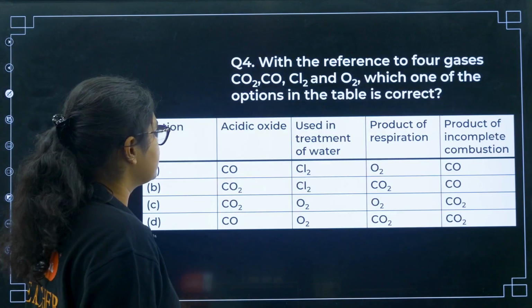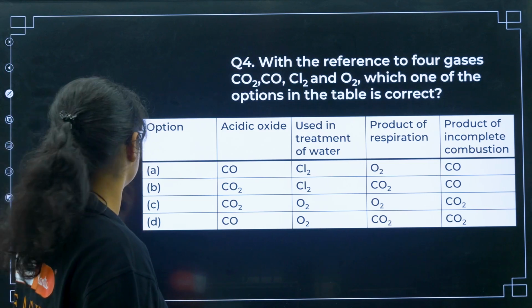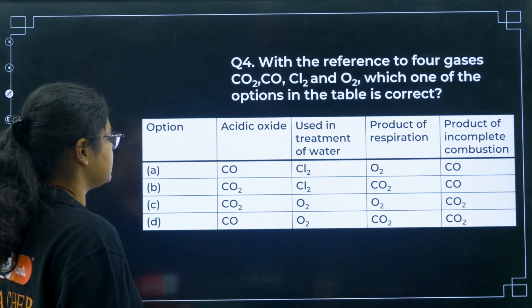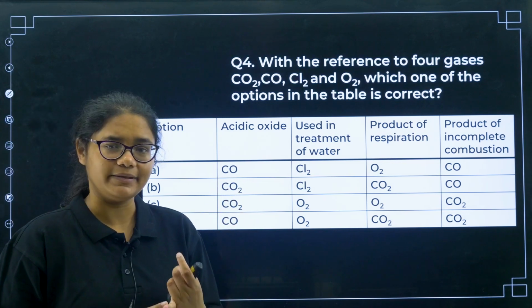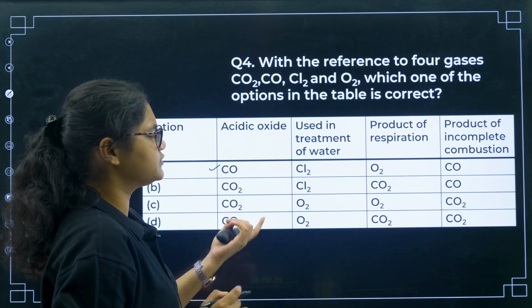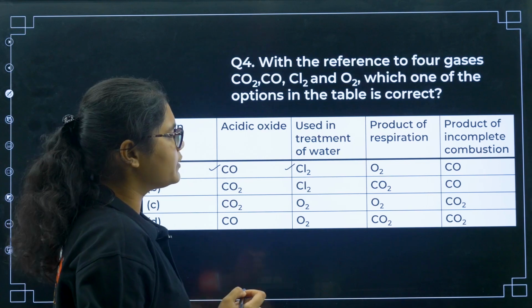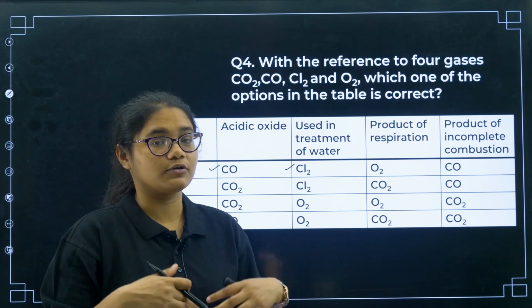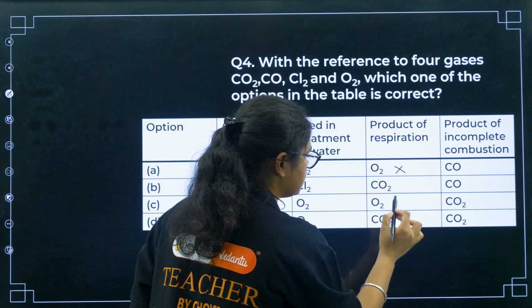Next, which of the following statements with reference to 4 gases is correct? If you see, CO is a non-metallic oxide, so it will definitely be acidic, this is correct. Next, Cl2 is used in the treatment of water, chlorine gas, yes, this is also correct. O2 is a product of respiration, no. O2 is taken in and CO2 is a product of respiration, so we can eliminate these 2.